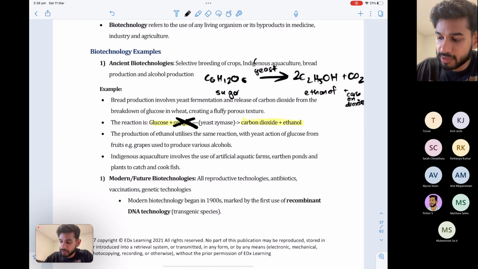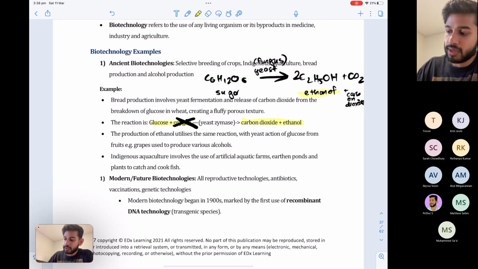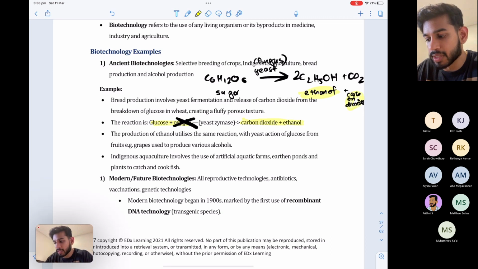But this is probably the one reaction that if you know, you can explain past examples of biotech. Yeast, which is a fungus, break down sugar into alcohol and carbon dioxide. Now, we use the ethanol in the alcohol industry. Does anyone know where we use the carbon dioxide?